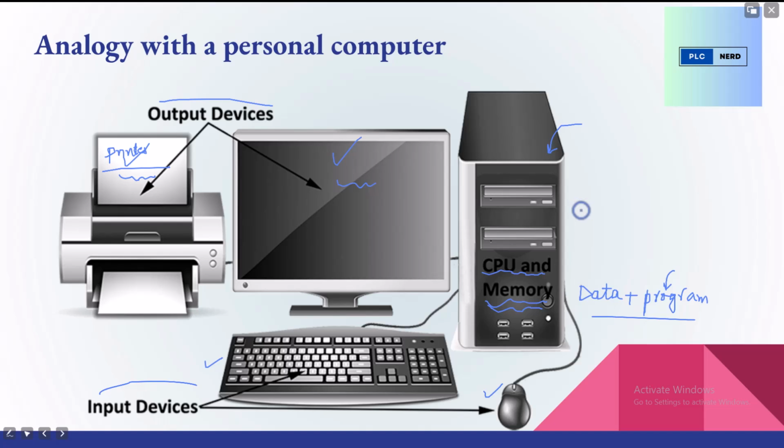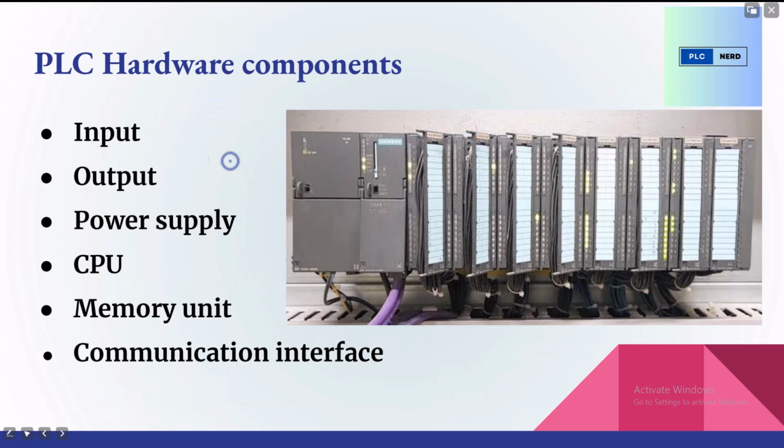So I will try to draw an analogy between a personal computer, which I discussed in this case, and a PLC. The PLC has the same functionality, except the fact that a PLC is customized for industrial applications. This is why we call a PLC an industrial computer as well, because it is customized for the rugged environment of an industry. So these are the PLC hardware components.